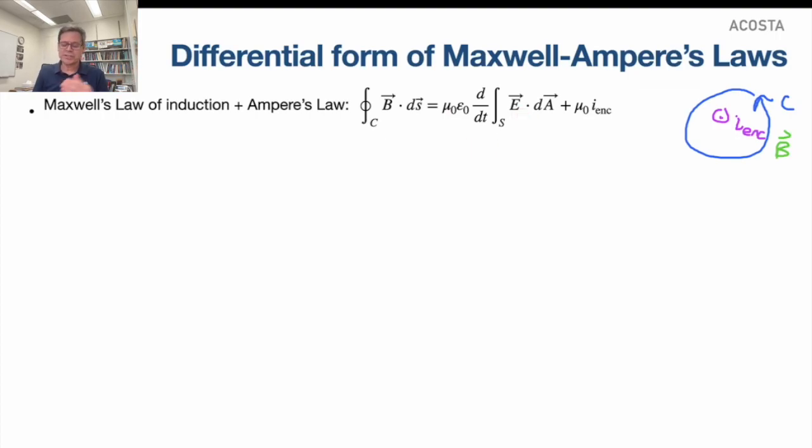But that's this part. A changing electric field on the right side in time can induce a magnetic field as well, just as a current, electric current, can induce a magnetic field. Okay, so that's Maxwell's law of induction and Ampere's law.